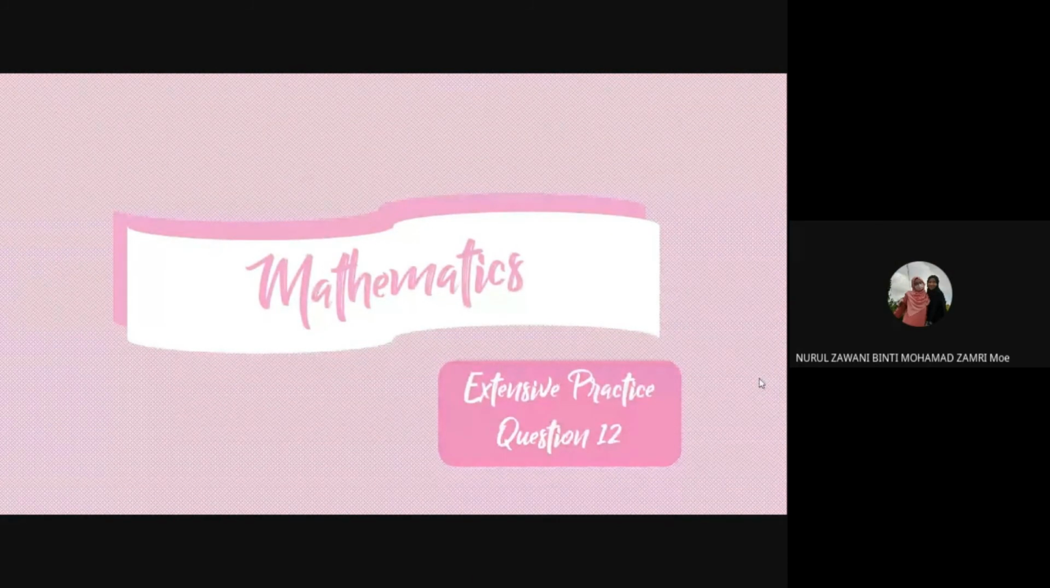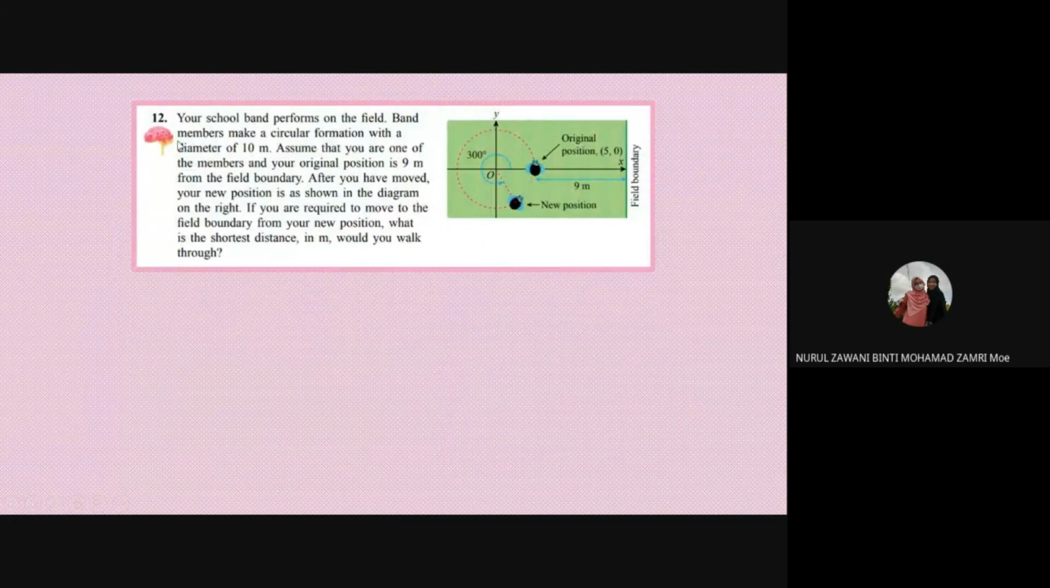So today I'm going to share the solving of extensive practice for question 2. The question is, your school band performs on the field. Band members make a circular formation with a diameter of 10 meters. Assume that you are one of the members and your original position is 9 meters from the boundary. After you have moved, your new position is as shown in the diagram on the right. If you are required to move to the field boundary from your new position, what is the shortest distance in m would you walk through?